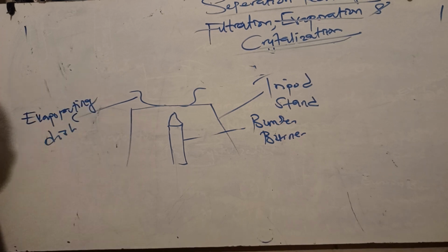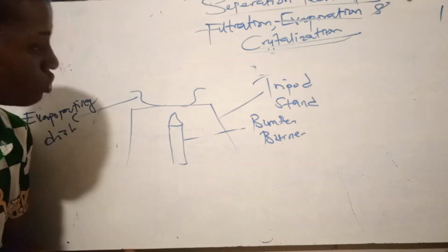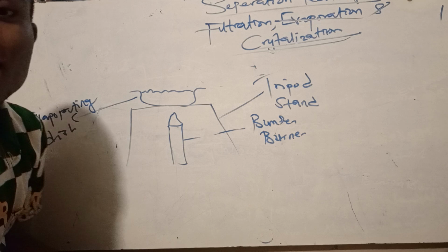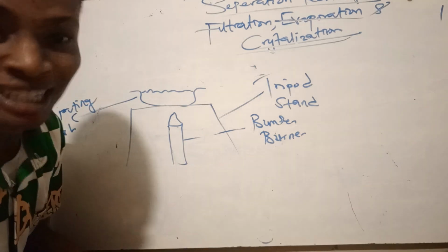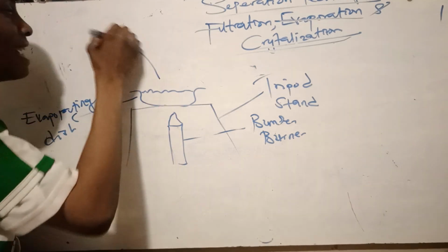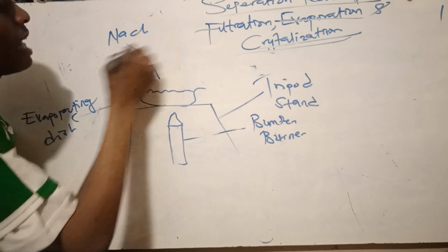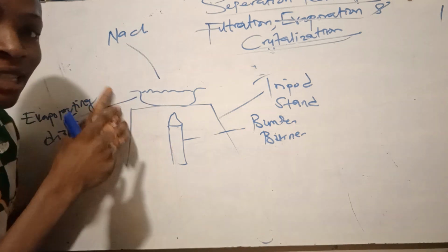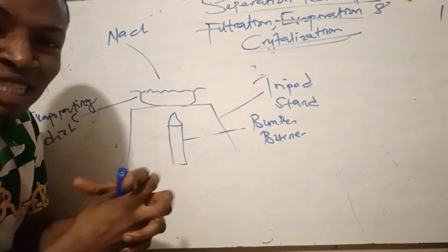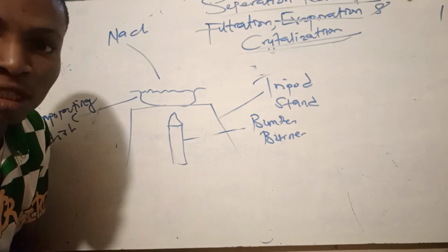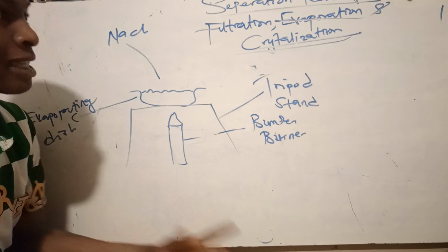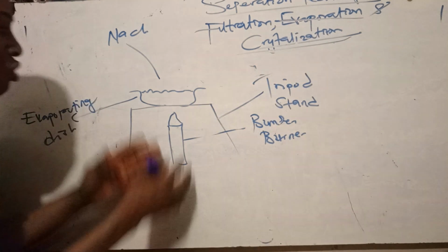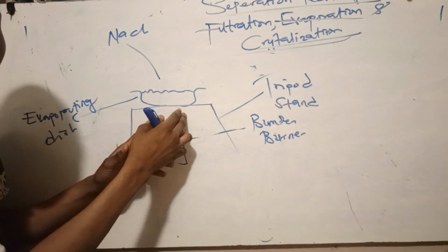The evaporating dish will contain the solution that we want to separate. Let's say we want to separate NaCl out of water. Water and NaCl have already mixed together, and now we want to separate them. What are we going to use? The technique is called evaporation. How are we going to do it? We are going to heat it.